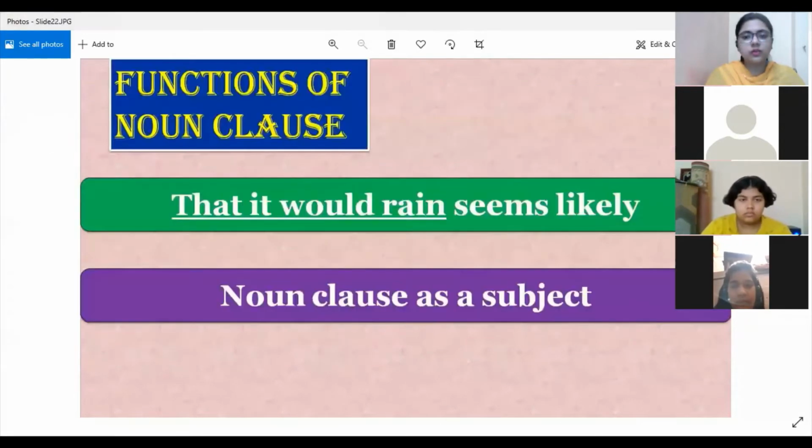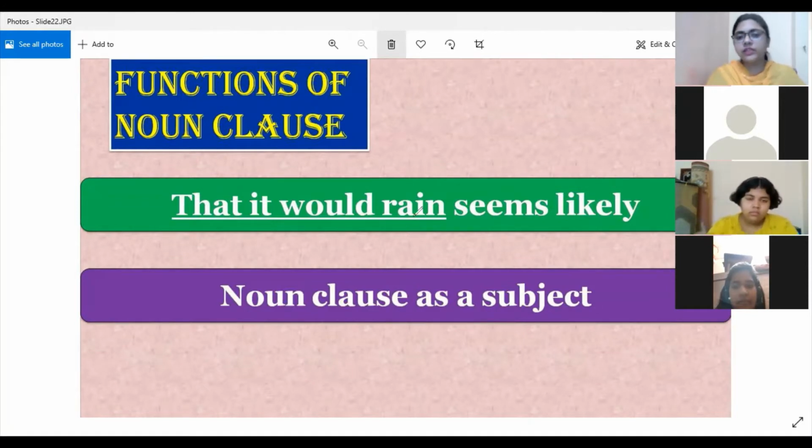Fine. We'll move on to the different functions of a noun clause. See, all the functions which are performed by a noun, those many functions are performed by the noun clause. Okay, because it is nothing but acting as a noun. So, like a noun acts as a subject, similarly, noun clause also acts as a subject.